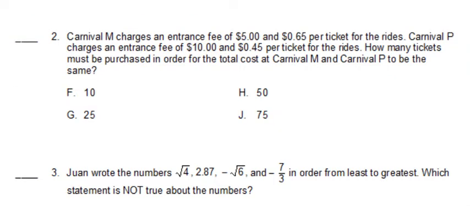Question number 2. Carnival M charges an entrance fee of $5 and 65 cents per ticket for the rides. Carnival P charges an entrance fee of $10 and 45 cents per ticket for the rides. How many tickets must be purchased in order for the total cost at Carnival M and Carnival P to be the same? F. 10, G. 25, H. 50, J. 75. This is the end of question 2.